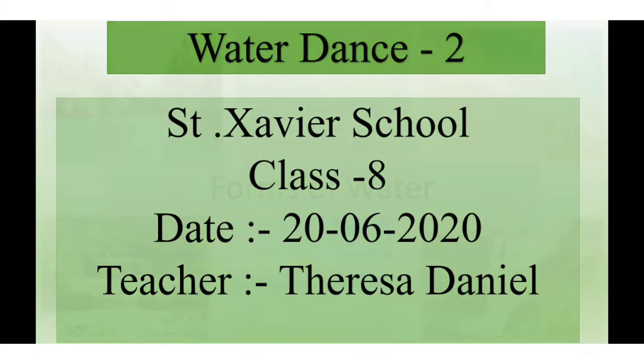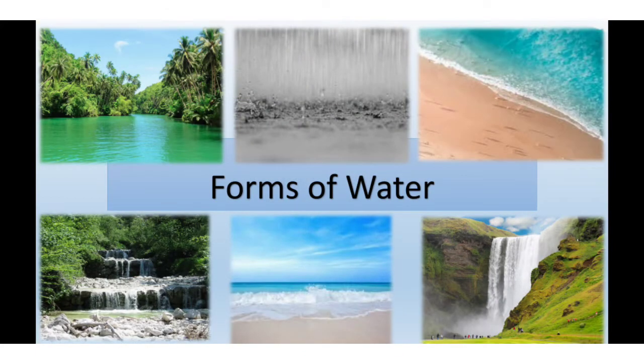Yes, the different forms of water. So how many forms of water we saw in part 1? Yes, the 7 forms of water we had seen. So which is the first form of water? Yes, it is rain. So the water that falls from the sky is called the rain.